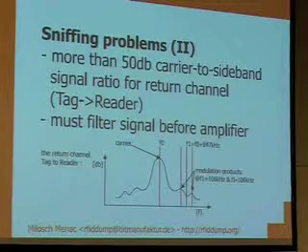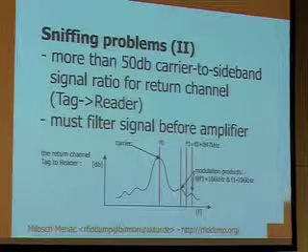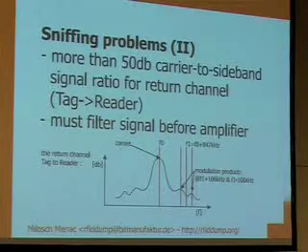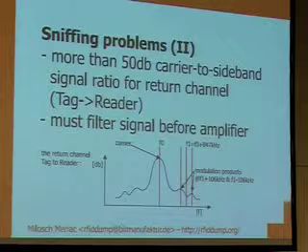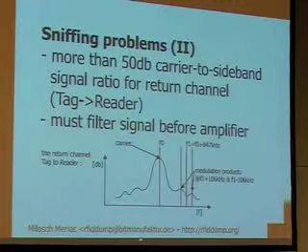One big sniffing problem is that the distance between the back channel and the carrier signal is at least 50 decibel. This is very high, so you just can't take the signal with a common antenna and amplify it, because you will increase the noise, and you still have a very big distance between the signals you are interested in and your main signal. So the only approach that is possible to see the back channel is to filter it out and then amplify it.